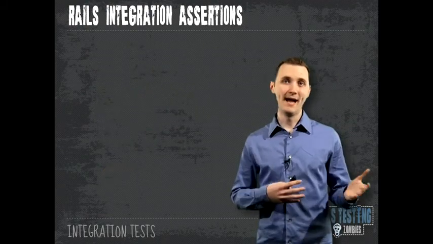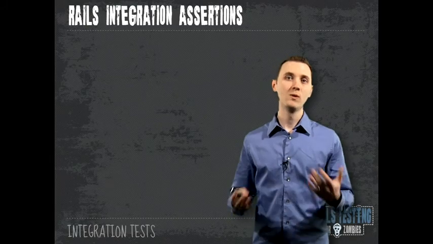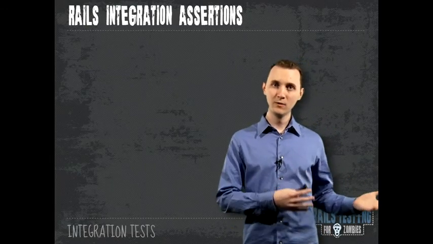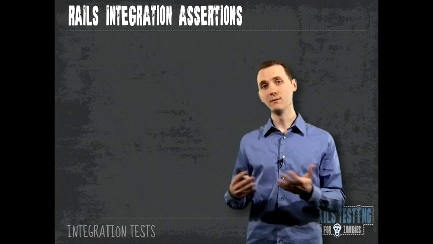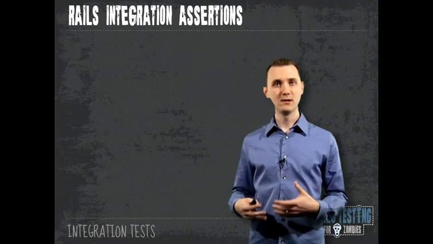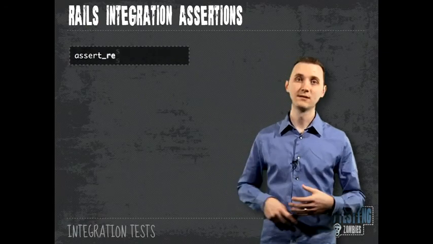So now that we've seen how to act like a web browser and kind of make those external calls into your application, we need to come back again to assertions. We saw that Ruby gives you some level of assertions. We saw that Rails adds some extra assertions to that at the model and unit level. But at the integration level, Rails gives you even more custom assertions, such as assert response.